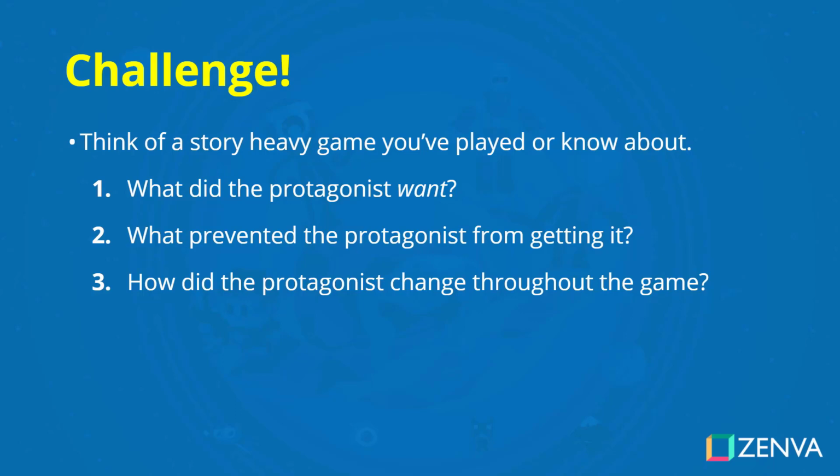Secondly, what prevented the protagonist from getting it? Was there some sort of villain in the way? Was there some sort of obstacle that they had to overcome throughout the progression of the game in order to achieve their goal? And finally, how did the protagonist change throughout the game?